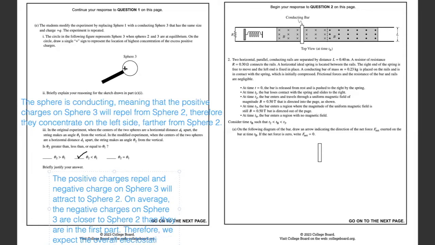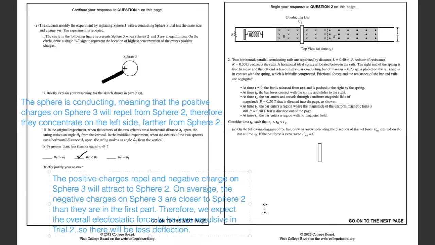I will go ahead and move the box in a minute. I realize I'm running out of space here, so you won't be able to see the full thing, but we do expect the overall electrostatic force to be less repulsive in trial 2 because of that distance. So there will be less deflection. All right, there you go.